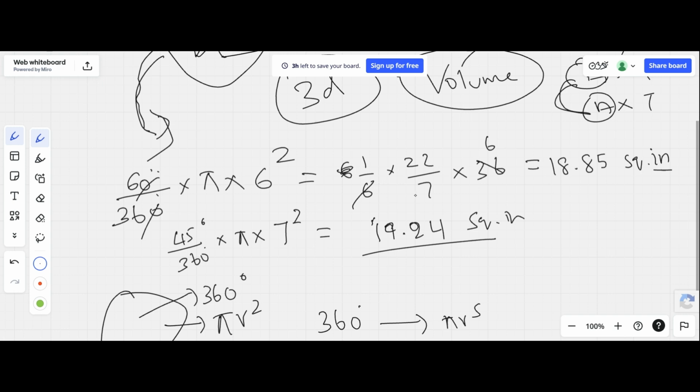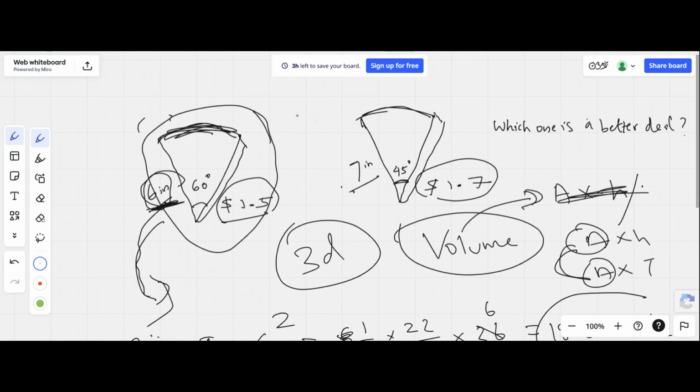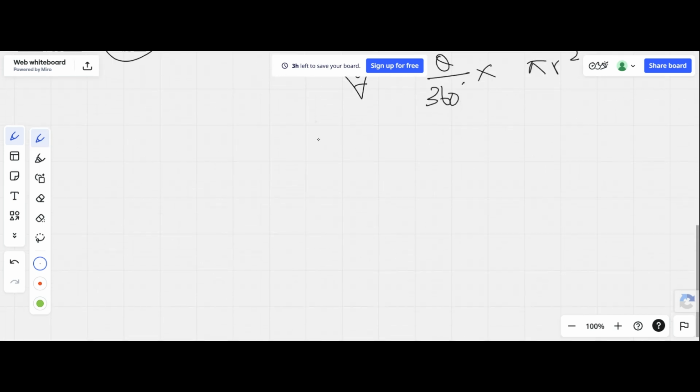If you just compare the areas of both, this is 18.85, this is 19.24. So which one is larger? The second slice, this one. The 7-inch slice is larger than this. But is this a better deal? Now you have to compare the prices. We'll come to the price.